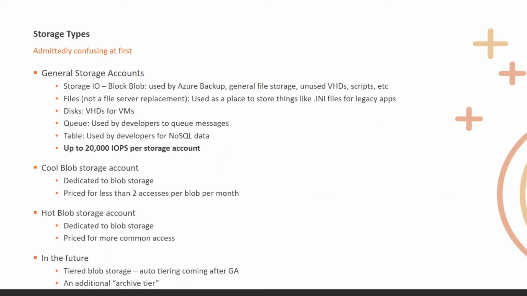Then you can deploy either a cool blob storage account or a hot blob storage account. If you're accessing the blobs less than 2 times per month, cool blob storage is the cheaper option. However, if you're accessing it more frequently than that, then hot blob storage would be the option. Now, coming in the future, Microsoft told us at Build they will be giving us a single blob storage account that offers tiering between cool and hot, and a new additional archive tier, which will be a lot cheaper. At first, it won't have auto tiering, but down the road, they will offer us auto tiering.